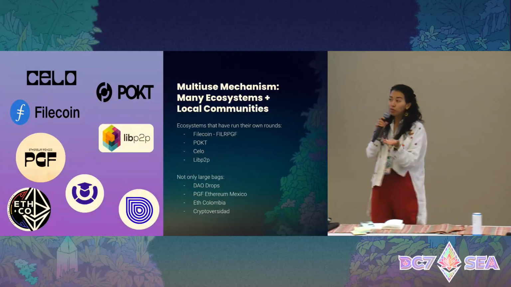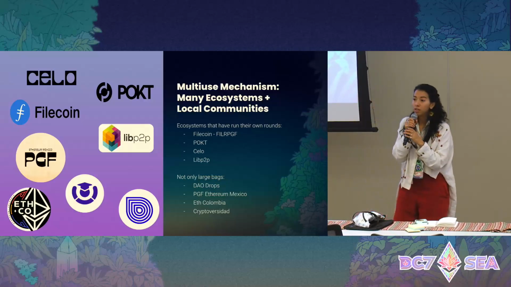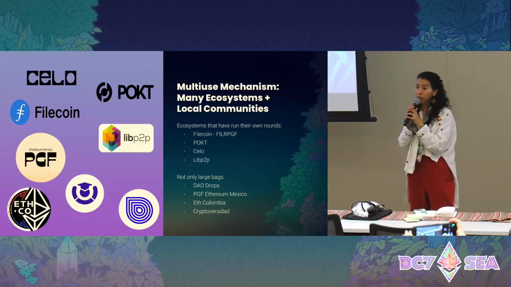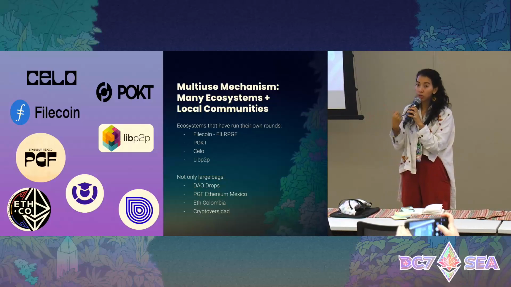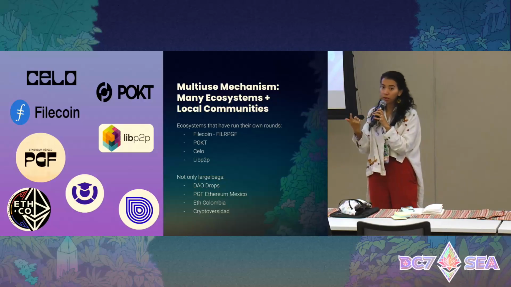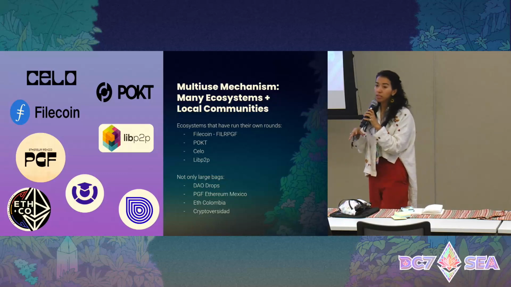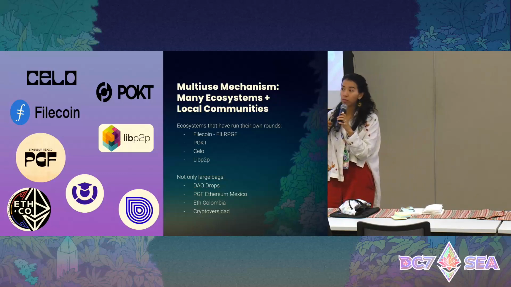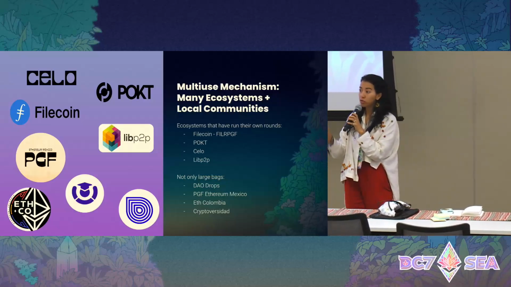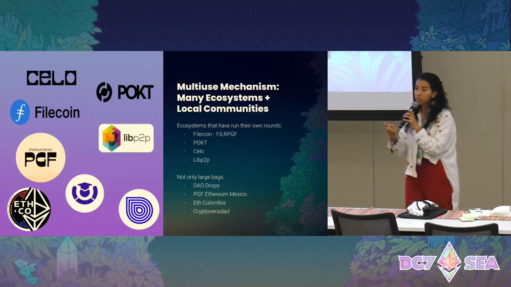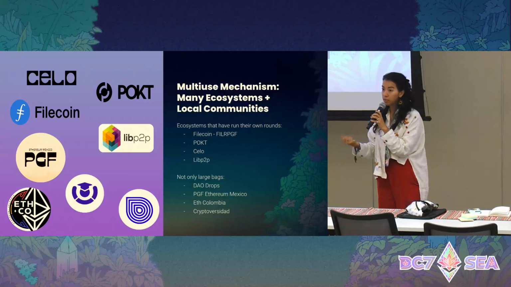It's important to note, though, that Optimism is not the only ecosystem running RetroRounds. There have already been several rounds run by other ecosystems, such as Filecoin, which is currently running its second RetroRound. There's also Pocket, which ran its own round in the middle of this year. Interestingly, it also used the funds that they received from the Optimism RetroRound and funding that they received from Arbitrum to reward its own contributors. There's also the Celo ecosystem, which ran a round earlier this year and is looking to run another round at the end of this year.